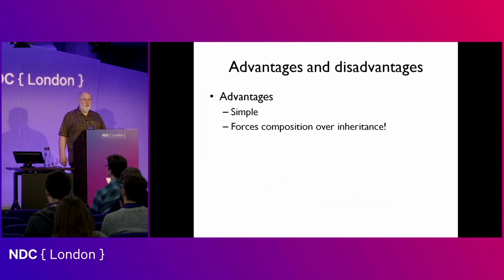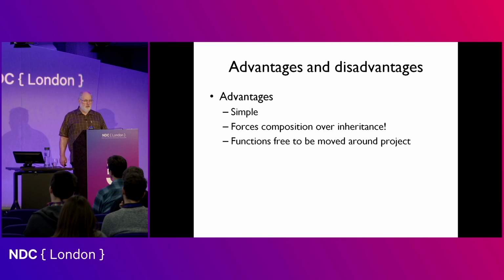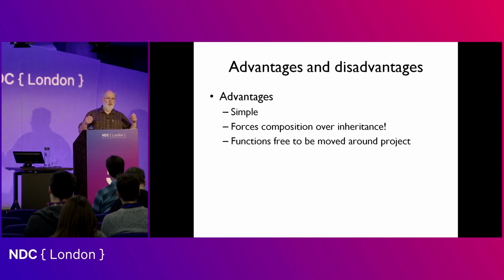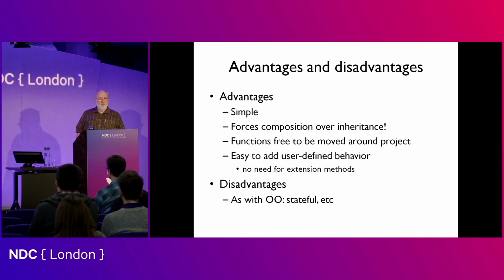Pros and cons, very simple. It does force composition over inheritance. Because there's no OO, you can't inherit a turtle. And people are kind of anti-inheritance now, so it's probably a good thing. So you can't do inheritance. And the functions, like I say, they're free to be moved around. You can organize the functions in lots of different ways because they're not tied to be part of the class. So refactoring is a lot easier. And again, you can add user-defined behavior a bit more easily. Again, it's still stateful, still hard to test, just like OO.